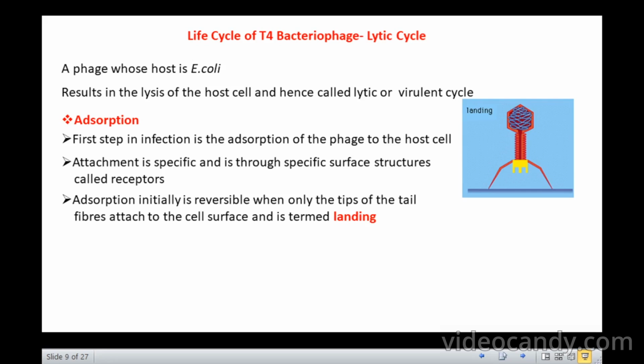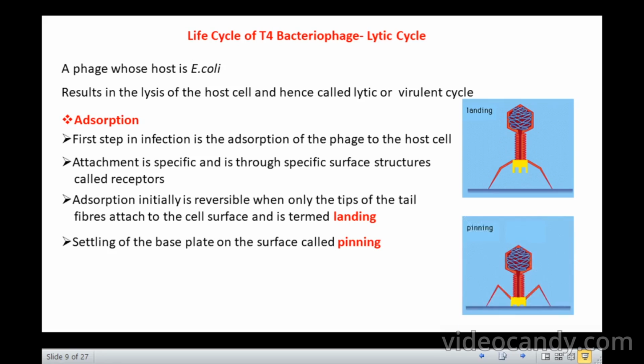The reversible attachment is followed by the settling of the base plate on the surface. This is due to the attachment of the 6 tail pins on the cell surface and is therefore called pinning. This stage symbolizes the irreversible stage of adsorption. Once the phage is irreversibly attached to the cell surface, it is now committed to the infection.